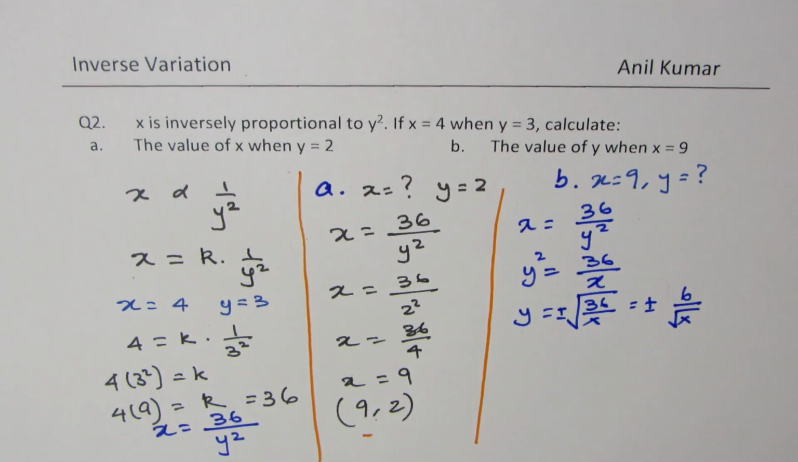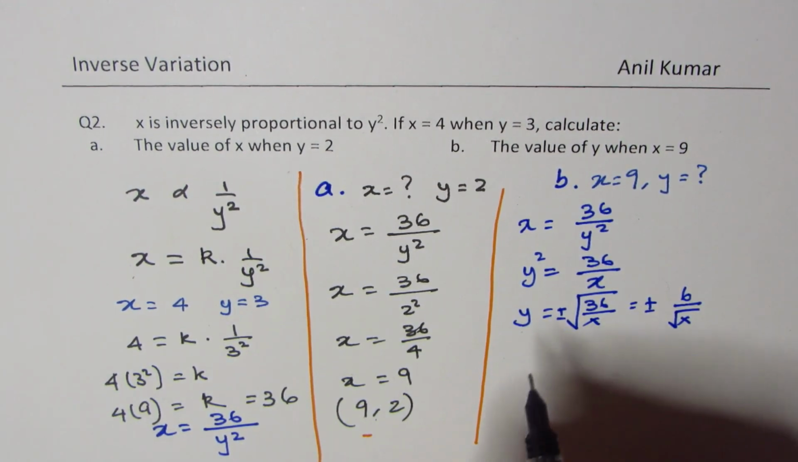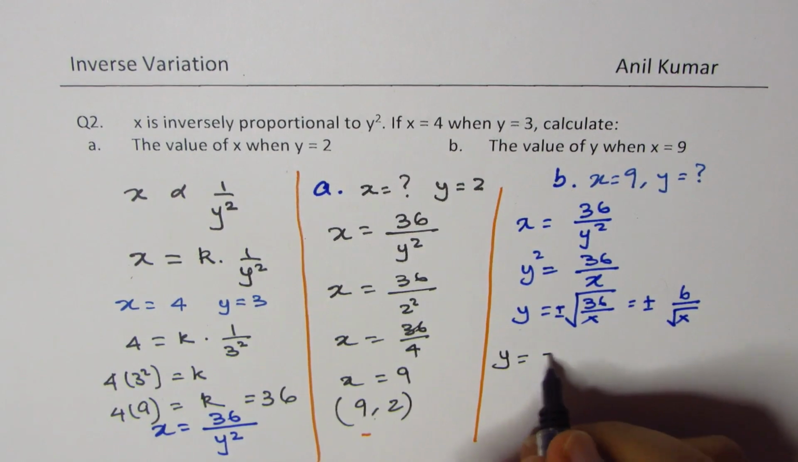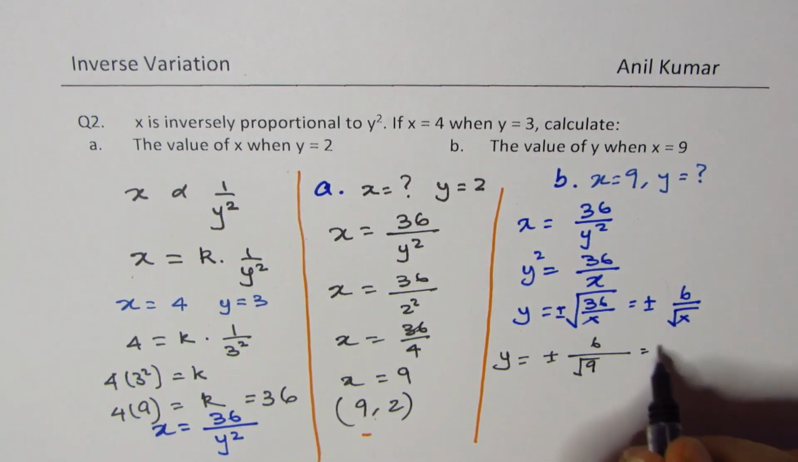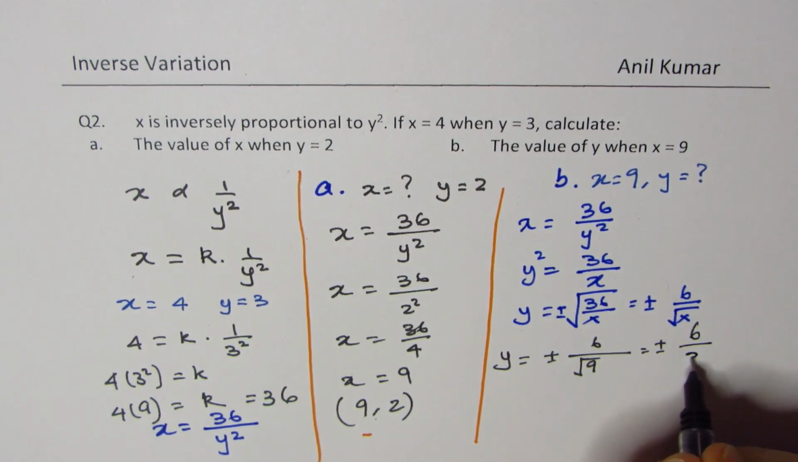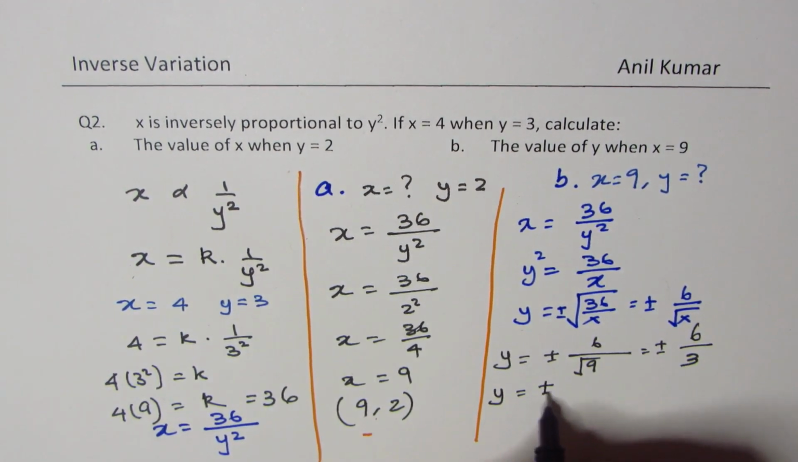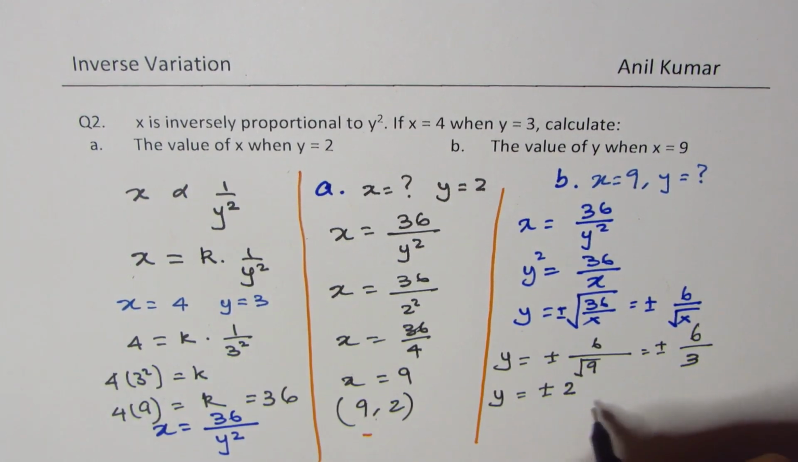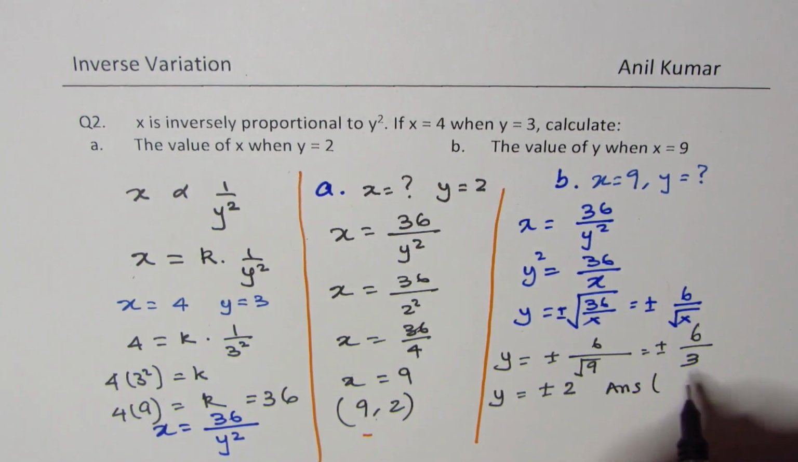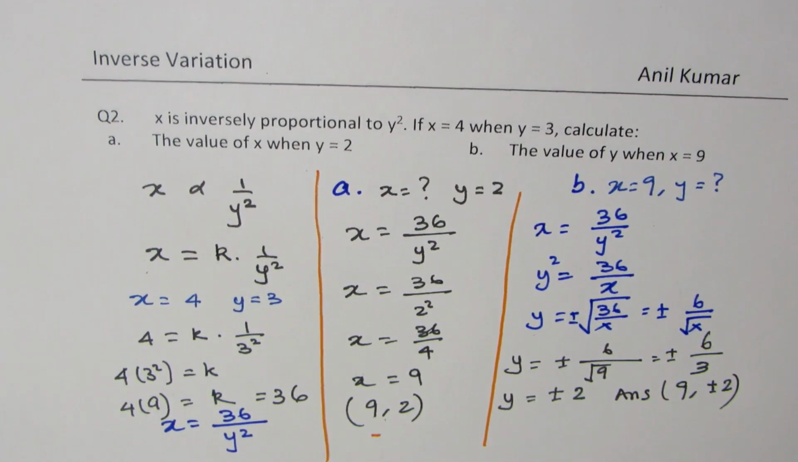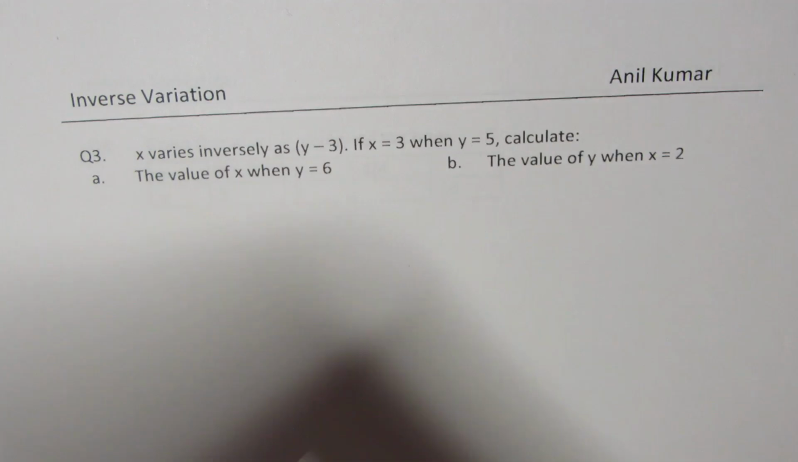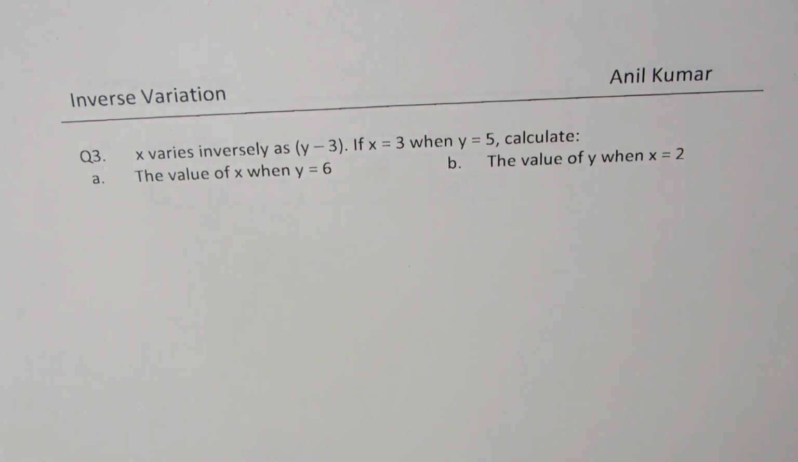Does that make sense to you? So we get two values, right? So we get y equals plus minus 6 over square root of 9, which is plus minus 6 over 3, or we get y equals plus minus 2, right? And therefore, our answer here is that x is equal to 9, y equals plus and minus 2. So there are two solutions for this. Perfect? So I hope it is making sense. So let's move on and take the next question, which is question number 3.